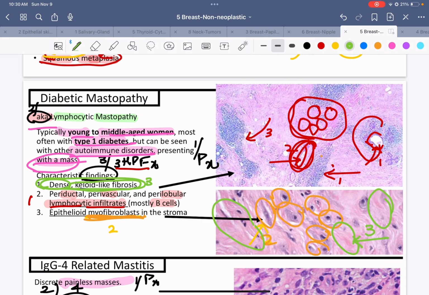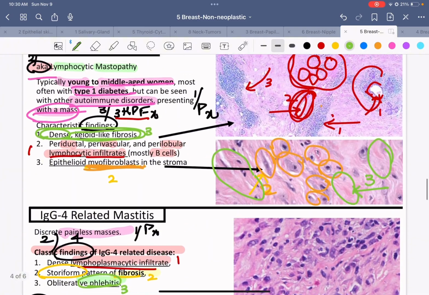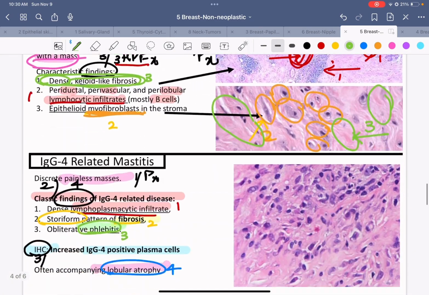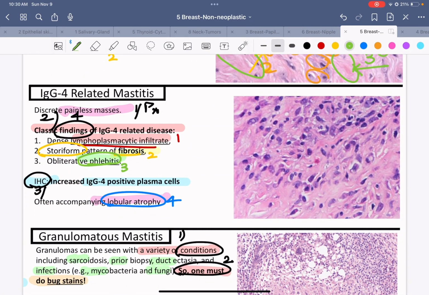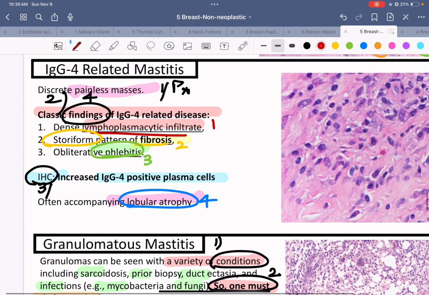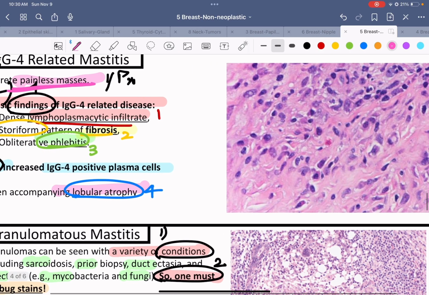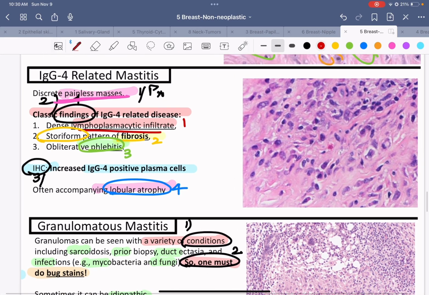And the diagnosis is diabetic mastopathy, also known as lymphocytic mastopathy. Now, moving on to our third lesion in the inflammatory or infectious, non-neoplastic breast lesions category, this is our IgG4 related mastitis. And the clinical presentation would be a discrete painless mass. And what do you find on your biopsy? You find classic findings of IgG4 related disease, which include dense lymphoplasmacytic infiltrate.